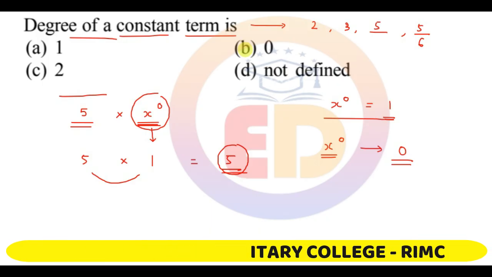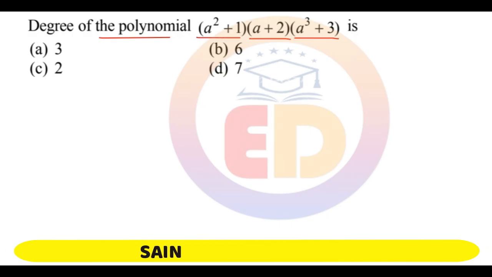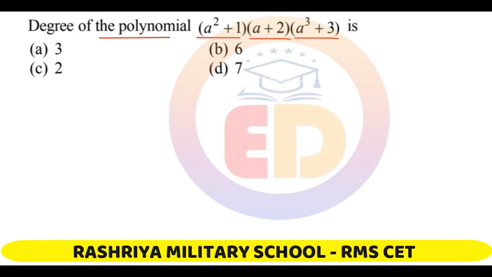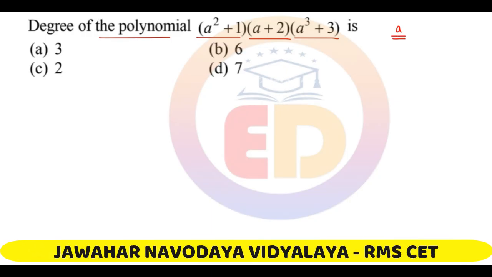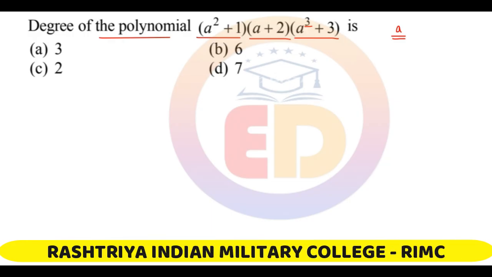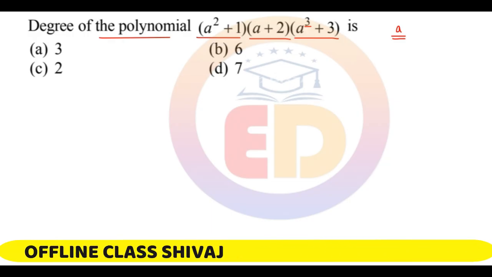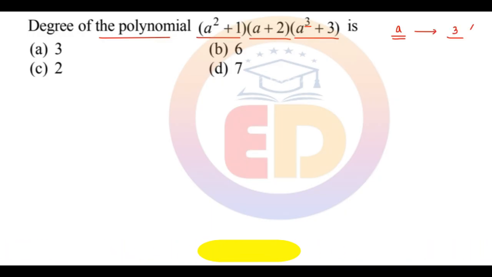Answer is option B. Degree of the polynomial (a square plus 1)(a plus 2)(a cube plus 3). Now here my variable is a, and if you look at it, the highest power of a is 3. If you go by this, that highest power of a is 3, so degree of polynomial is 3, it will give you the wrong answer.